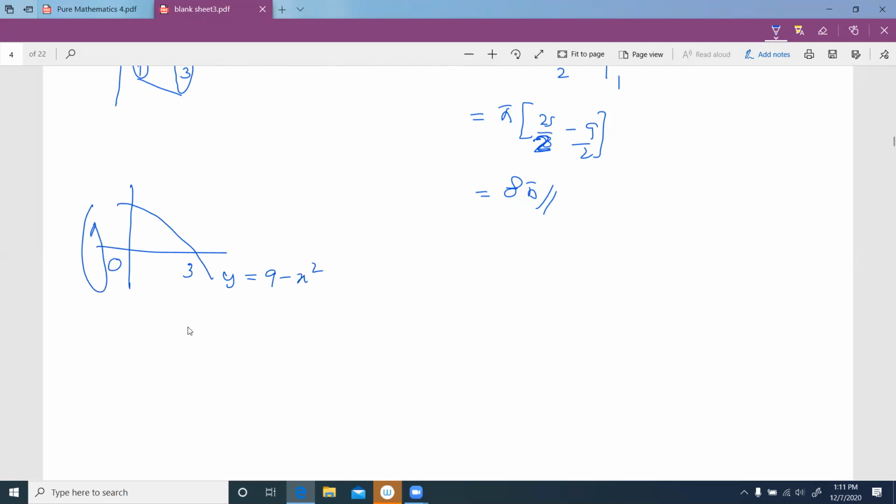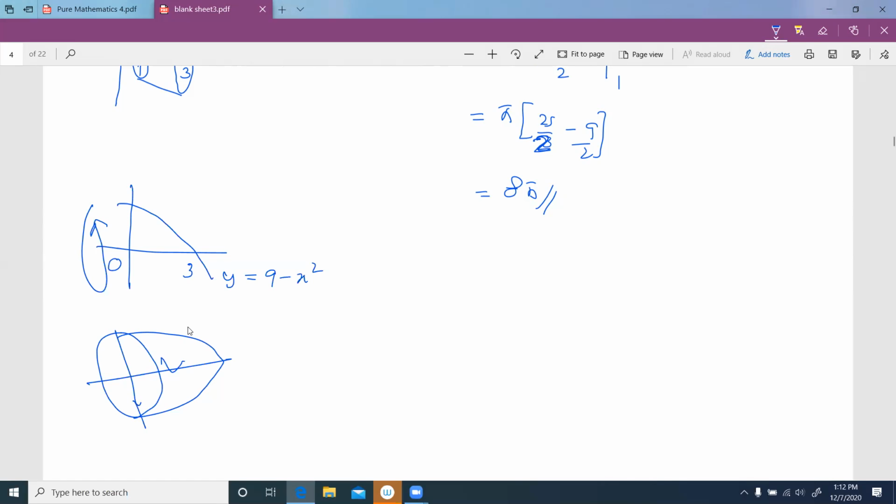Then if you rotate it around the x-axis, what kind of graph can you obtain? If you rotate it somewhere over here, you will see a shape somewhere like this. It's just like half of a lemon piece, a 3D shape.